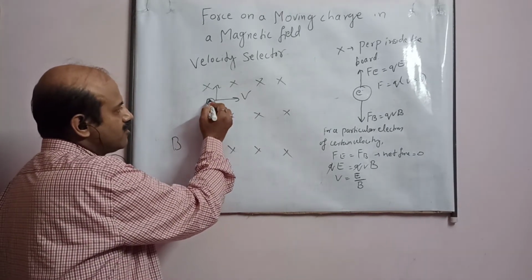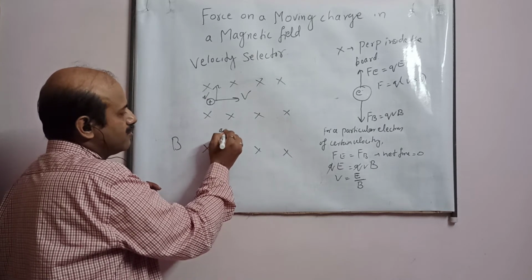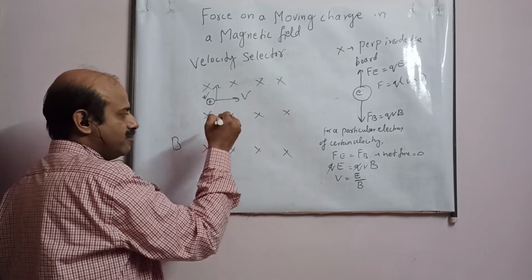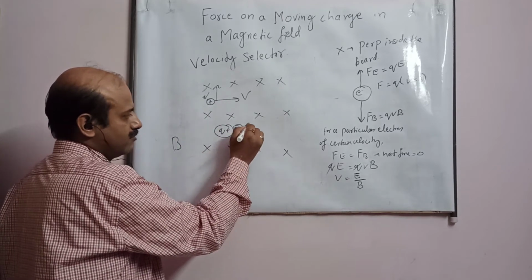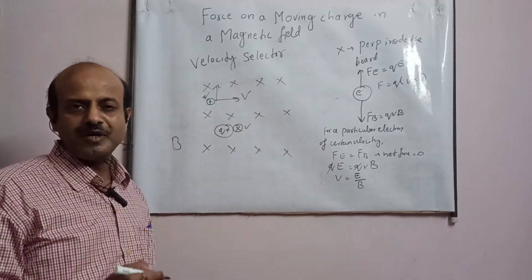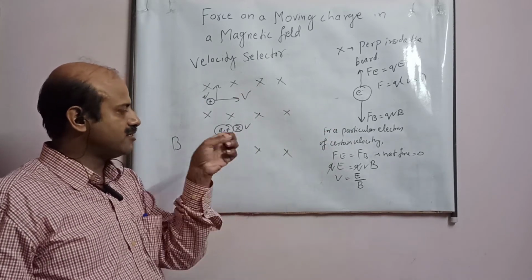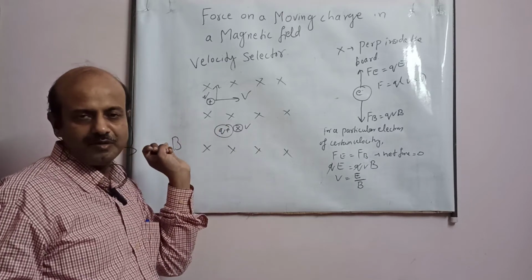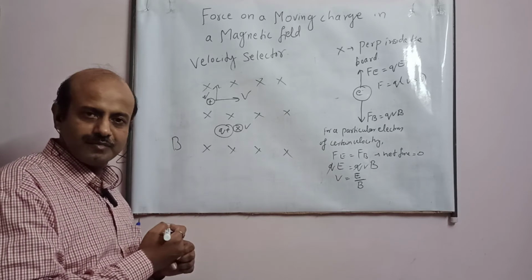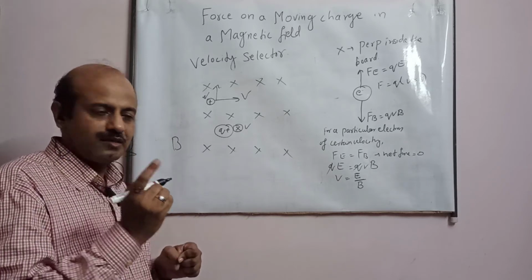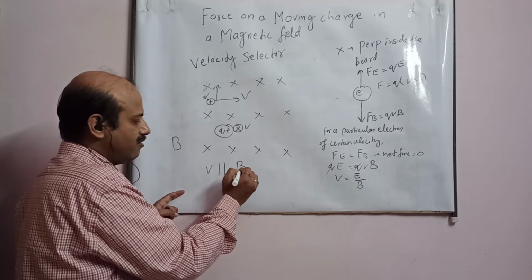Suppose, student, this charge is traveling inside direction of the board. Then how much is the force, student? It is 0 because V and B are becoming parallel. If the charge is moving inside the board, the force will be 0. Similarly, if the charge is coming outside the board, again the force will be 0, student. Because in both the cases, V is parallel or anti-parallel to the magnetic field, student.